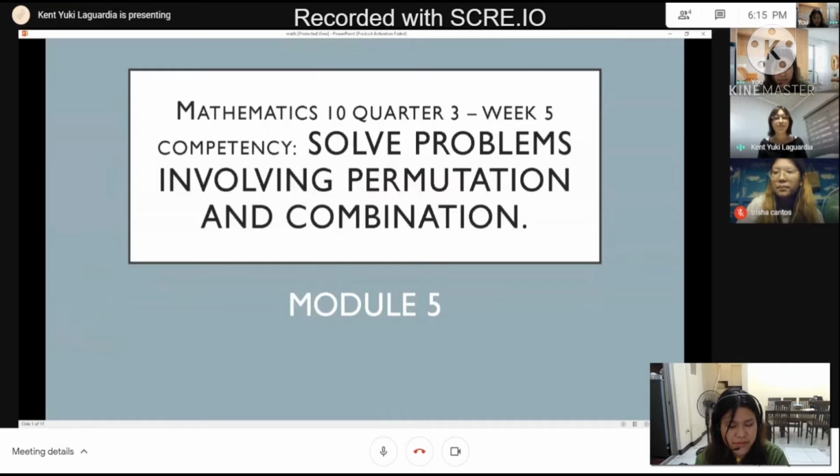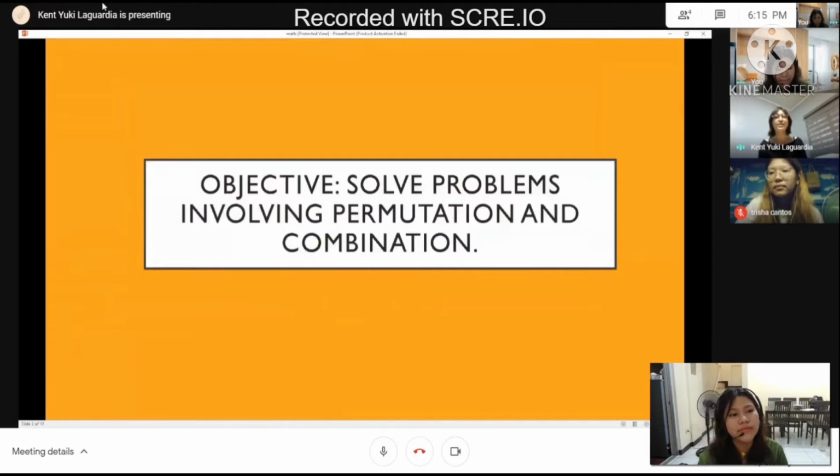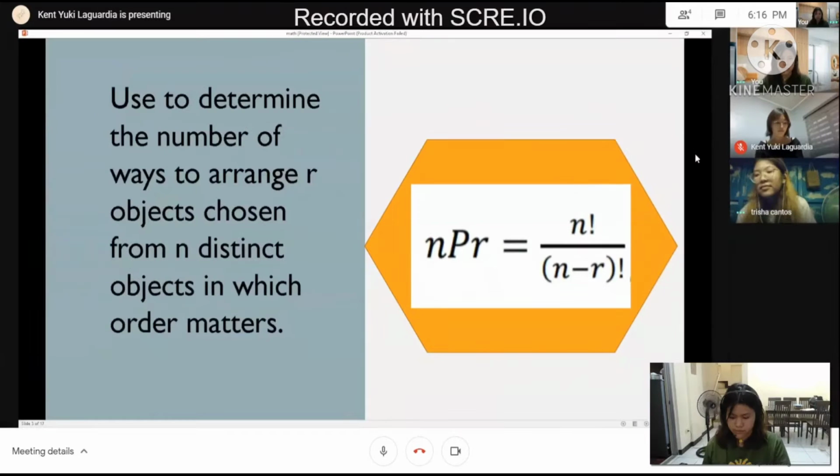In our group, we're about to discuss solving problems involving permutation and combination. Our objective for today's learning is to solve problems involving permutation and combination.